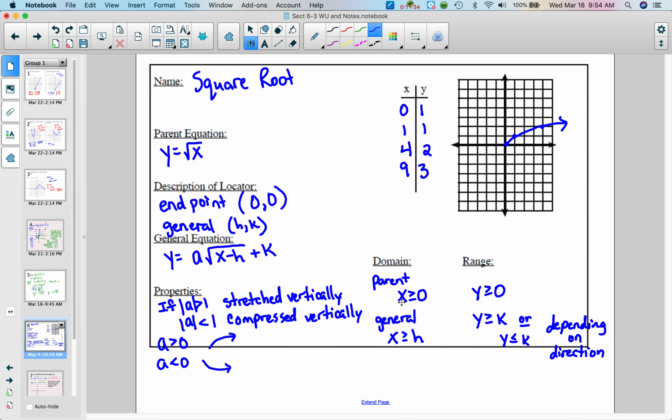And I have the domain and range for the parent graph, and in general, x would be greater than or equal to h, because it might be shifted to the left or right. And then for our y value for the range, it depends on the value of k, and it might be greater than or equal to, or it might be less than or equal to, depending on the direction. So if it was going up, then it's going to be greater than or equal to whatever the k value is. But if it's reflected because a is negative, then it would be less than or equal to. So that's what we would have on those.